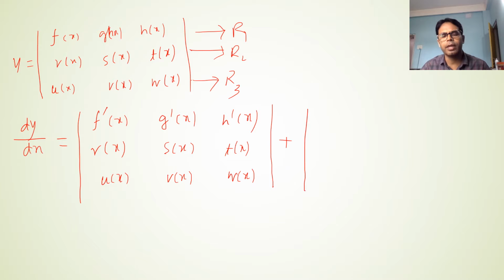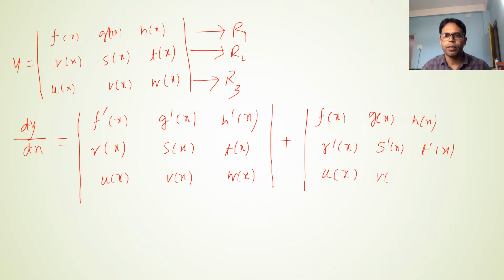Now second line differentiation, the rest of the two lines are the same. That is, the first line will be fx, zx, hx, and then it will be r dash x, s dash x, and this is t dash x. Then the last line remains the same: ux, vx and wx.